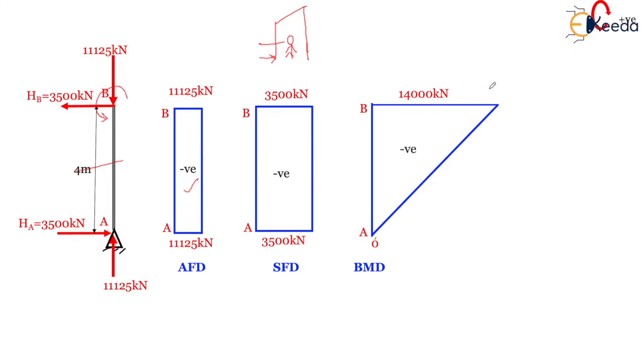So that is 14,000 kilonewton. Sorry, it is not, this is all newton. Okay, this is all newton. So this is newton meter. Okay, bending moment will be newton meter, so that correction kindly make it.